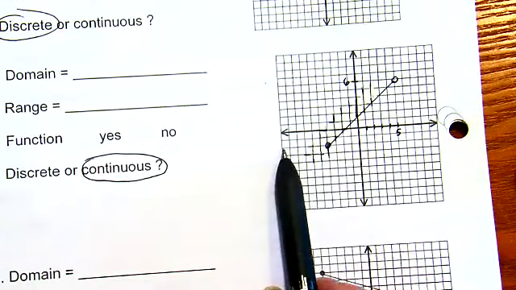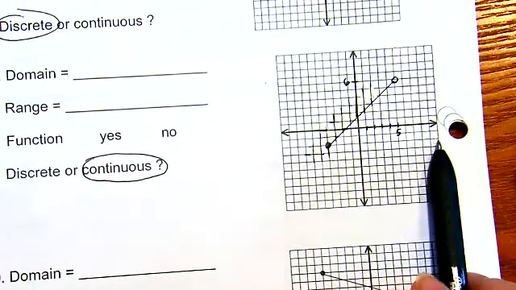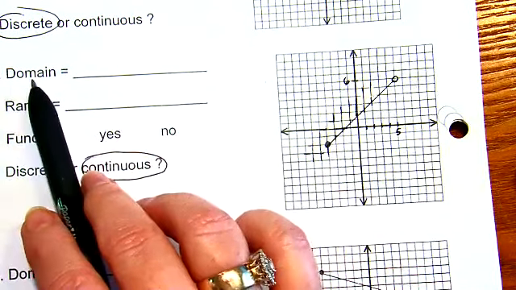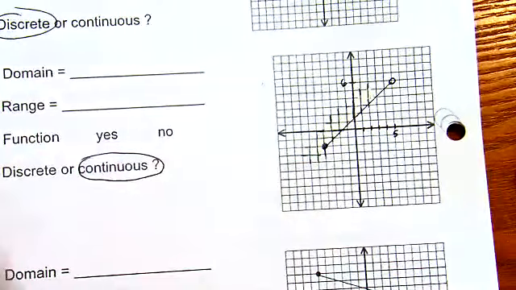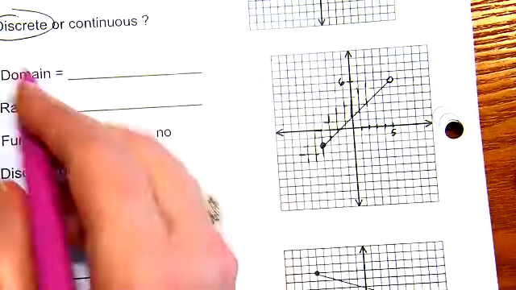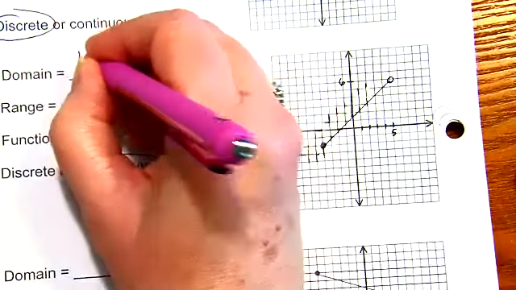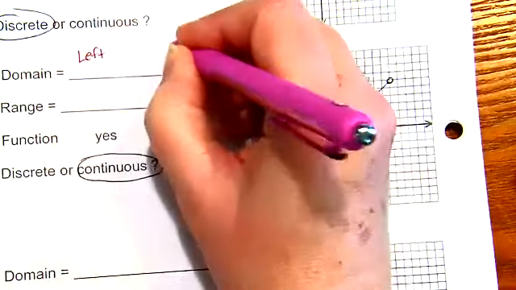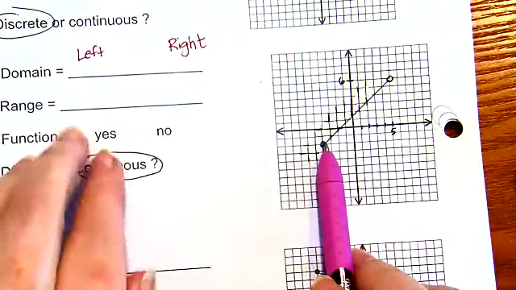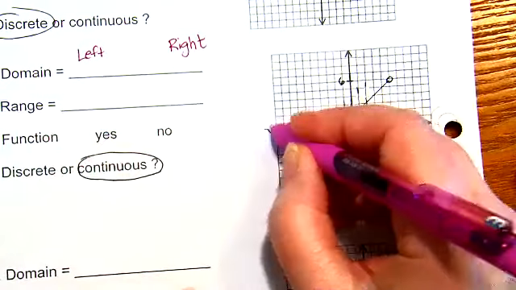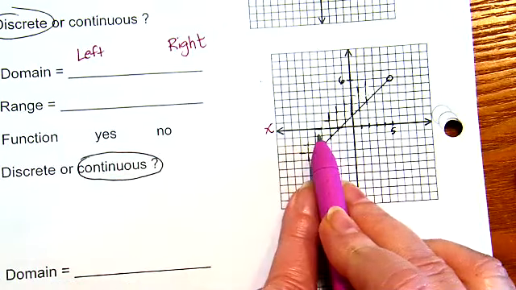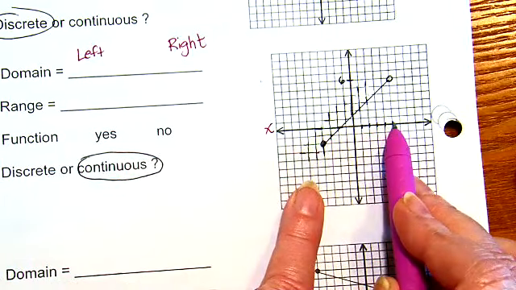Now because we're going to read it from left to right, the first thing I'm going to look at is the domain. The domain is a story about the X's. And we're going to look left to right. So where does it start on the left? Because this is the x-axis and it runs across here. So I'm going to figure out where does it start and where does it stop.